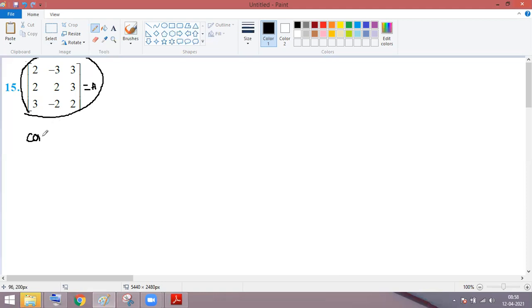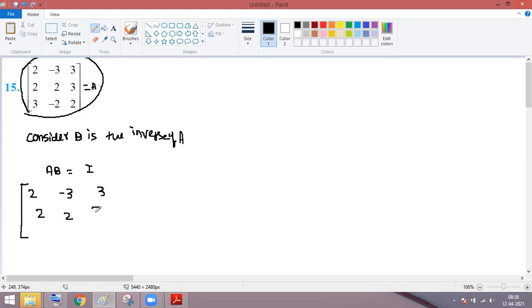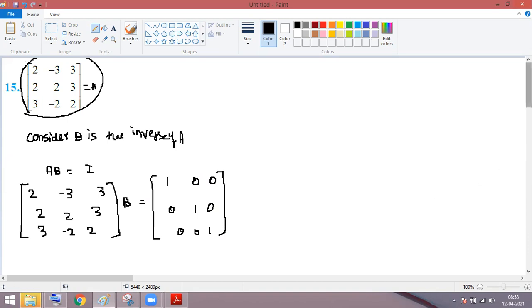We consider B is the inverse of A. It means that AB is equal to the identity matrix. A is 2, minus 3, 3; 2, 2, 3; 3, minus 2, minus 2, then 2, into B equal to identity. Identity matrix is 1 0 0, 0 1 0, 0 0 1. Clear with this part, everyone?